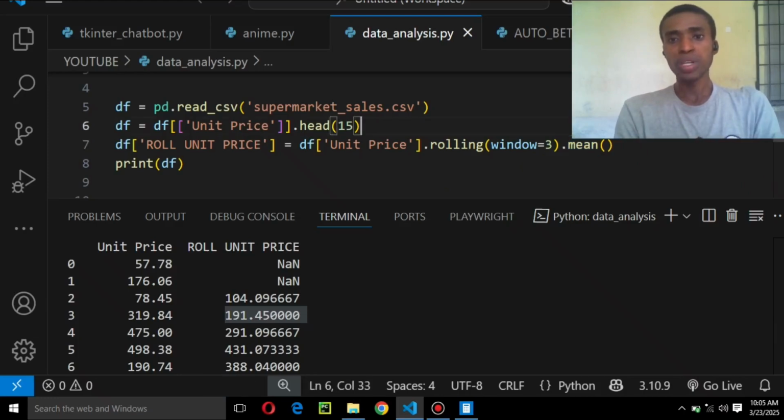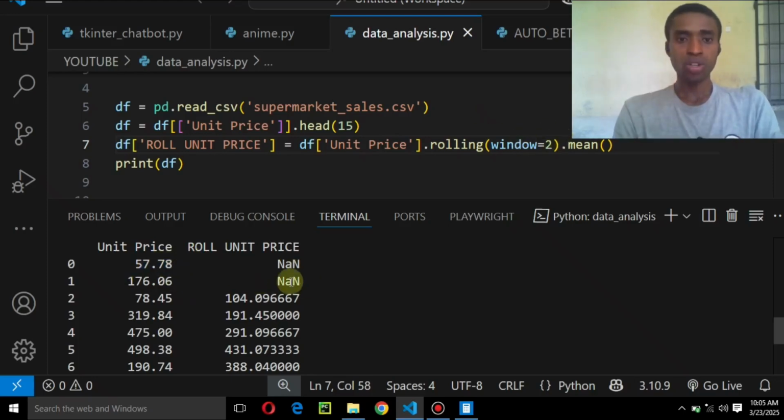It's not only mean, but mean is mainly used. You can come here and set max. When you set max, you already know what it does. You can also set this window to 2. When you set it to 2, you already know what is going to happen. For this first one, there is no other unit price before it, because what it does is pick itself plus any other one, since we set it to 2.